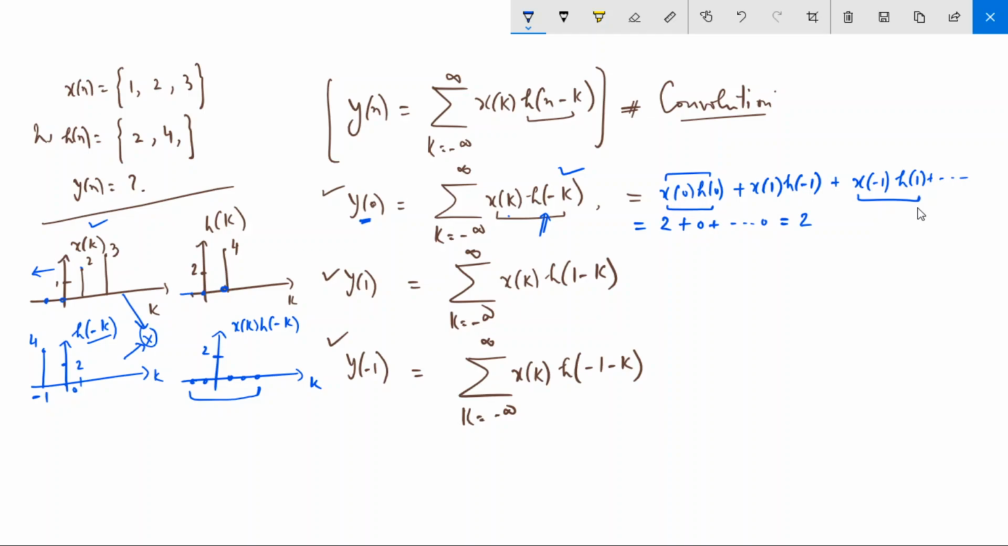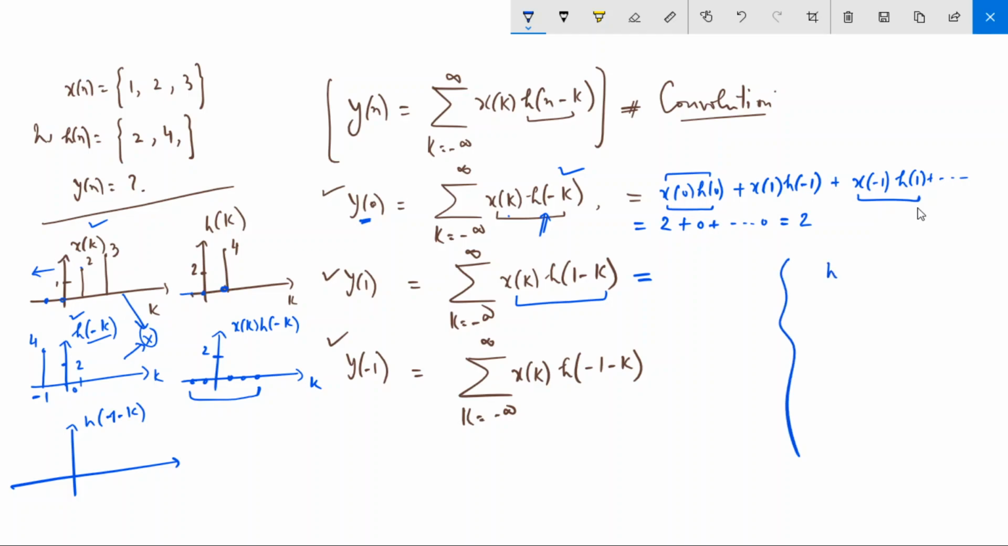And similarly for y1, now what we are doing here is that you are multiplying x of k with h of 1 minus k. So this involves folding and shifting now. Okay. Now h of 1 minus k, since this is h of minus k, it is already folded. I have to generate h of 1 minus k. So what will be that? It means this h of minus k will be shifted by 1. Now where it will be shifted, to the left or right? Okay.